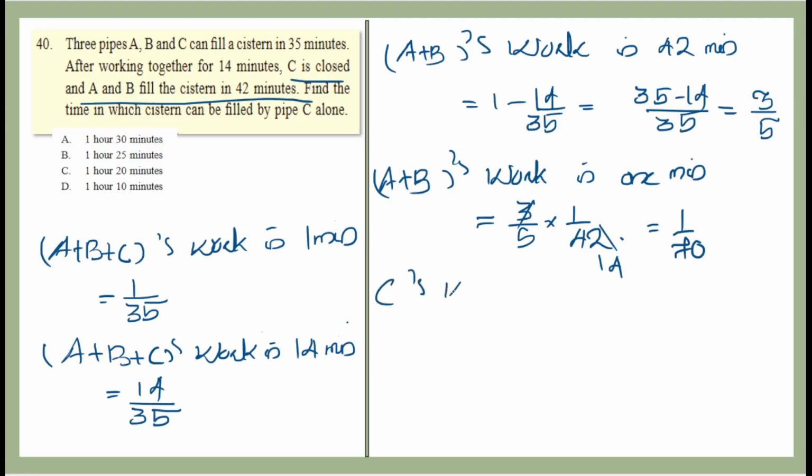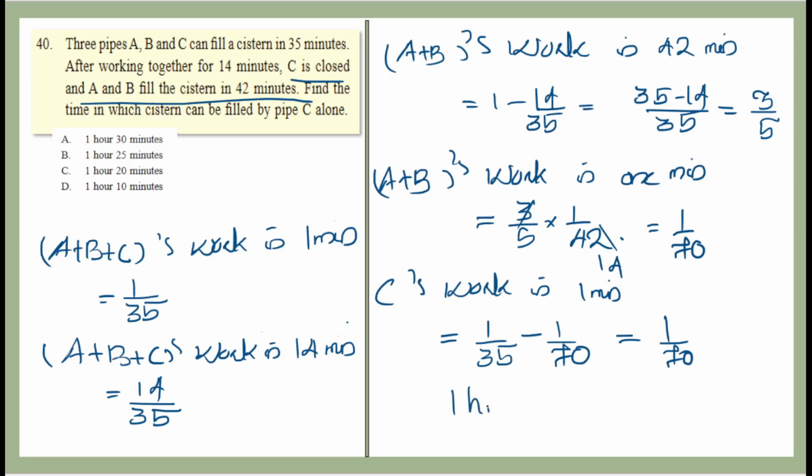Now C's work in 1 minute equals the work done by A, B and C in 1 minute, 1 by 35, minus the work done by A and B in 1 minute, 1 by 70. That equals 1 by 70, which means C alone can do the work in 70 minutes or 1 hour 10 minutes.